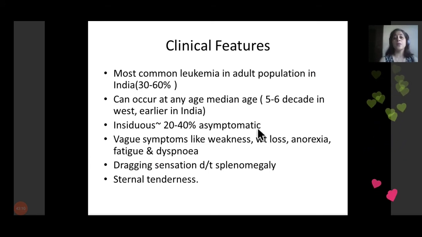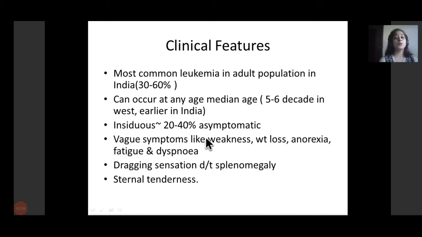This is the most common form of leukemia in the adult population, especially in India. About 50% of the leukemias are chronic myeloid leukemias, and it can involve any age. And as with all other hemato-oncology in India, the age of onset is much earlier compared to the West. And it is insidious in many patients. They can come for some other reason.